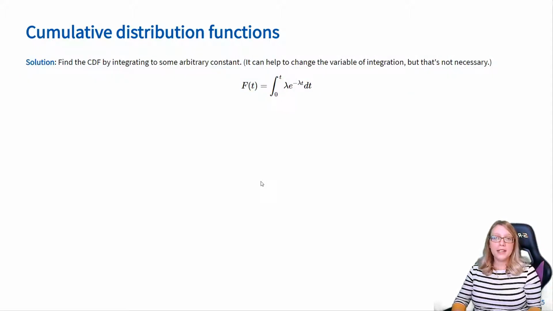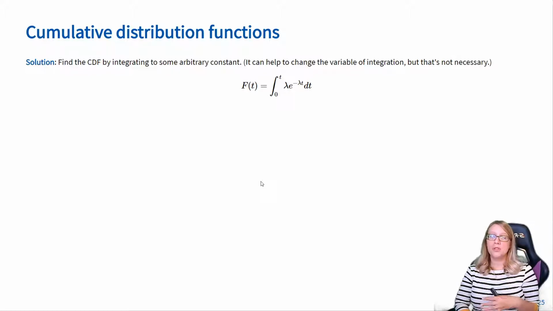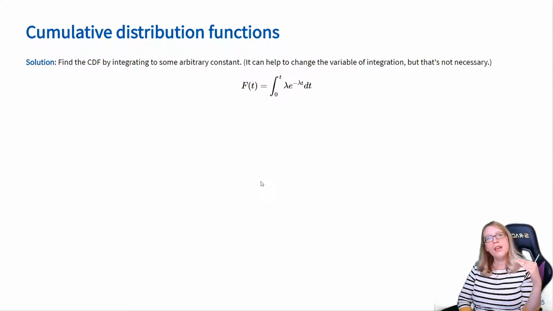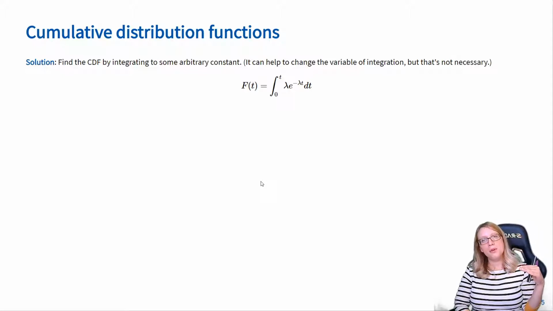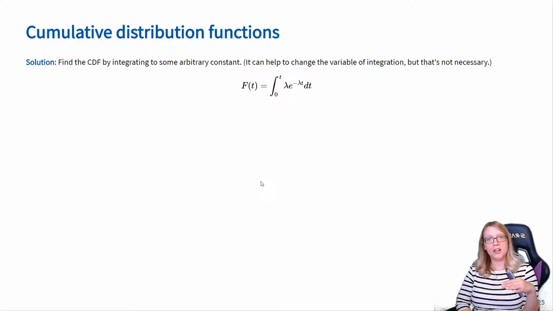We have the PDF here, plugging in lambda for our constant c. We can find the CDF by integrating up to some arbitrary value. So I'll find this by integrating up to arbitrary t. It may help some people to change the variable of integration. Strictly speaking, that's not really necessary, and that's not something that I tend to do, but it's something that you can totally do at home if that helps keep things straight.